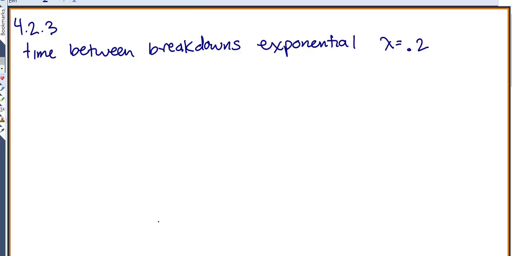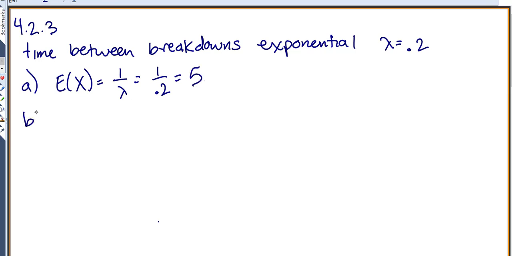This is 4.2.3. It tells us we have a certain machine and the time between breakdowns is an exponential distribution with lambda equals 0.2. Part A says what is the expected time between machine breakdowns? Okay, so just flat out, what is the expected time? So expected value for an exponential distribution is 1 over lambda. So 1 over 0.2, which gives me 5. So we'd expect about 5 days in between each breakdown.